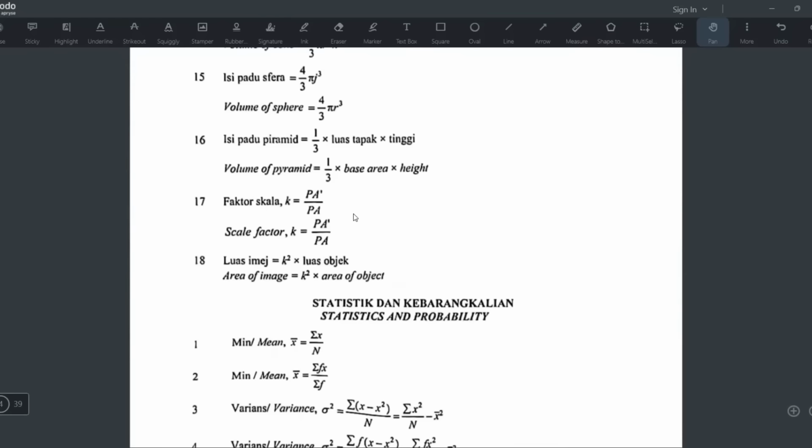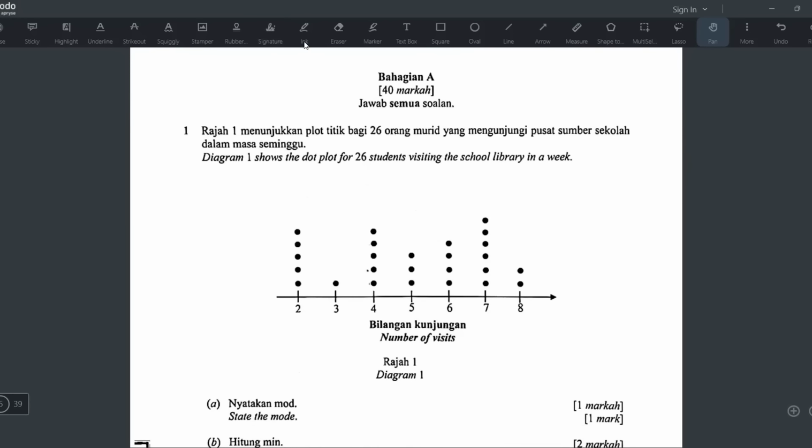Okay, I'll skip the formula. Okay, bahagian A, question 1. Diagram 1 shows the dot plot.